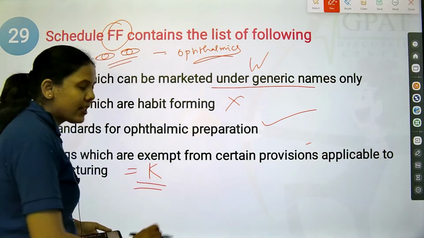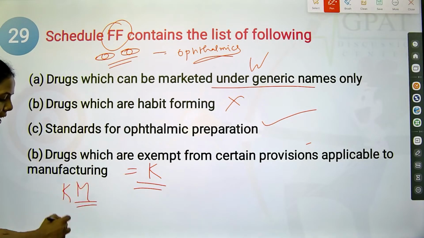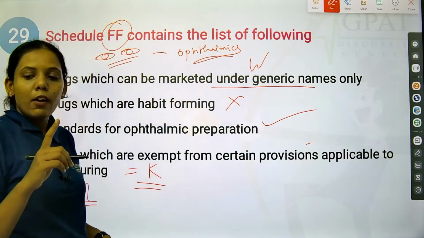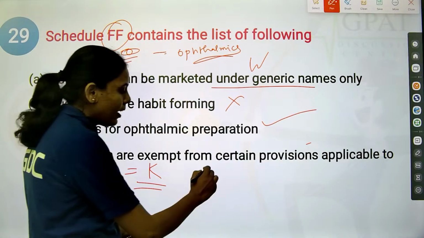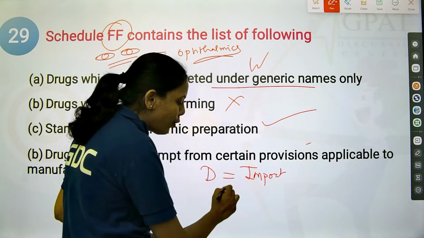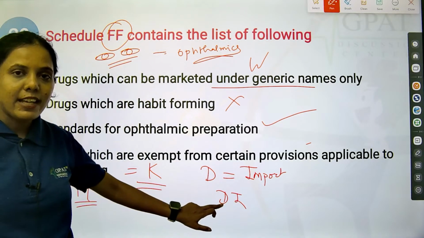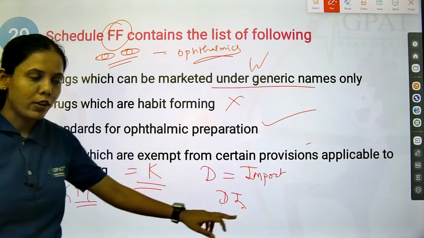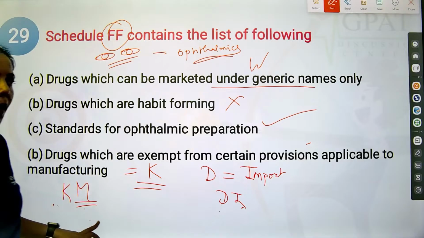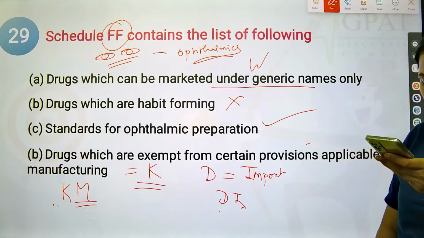In the class we have discussed, you remember the trick, that is kilometer. K stands for the drugs which are exempted from the manufacturing. Why like this? Because there is one more exemption, that is schedule D, which is exempted from the import. In this case you can remember it as drug inspector. D stands for schedule D, which is exempted from the import. Kilometer, K is nothing but schedule K, which is exempted from the manufacturing. So to avoid the confusion, we have remembered it with the trick. I hope everybody remembers.